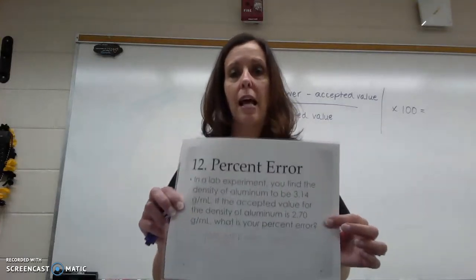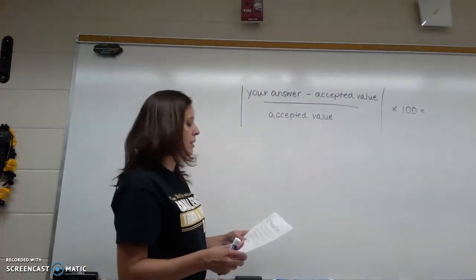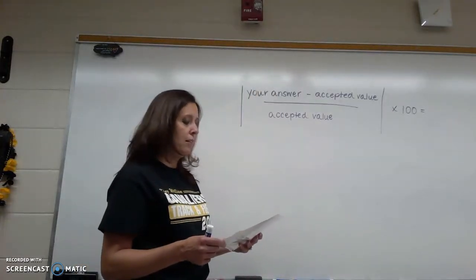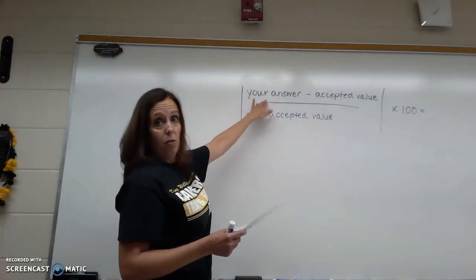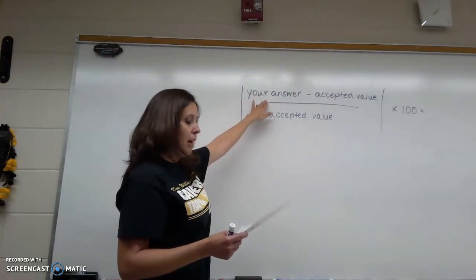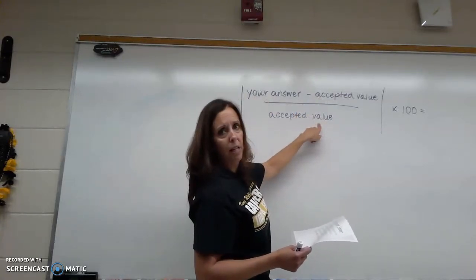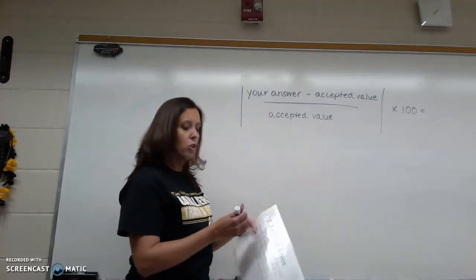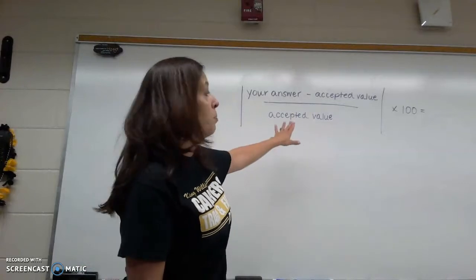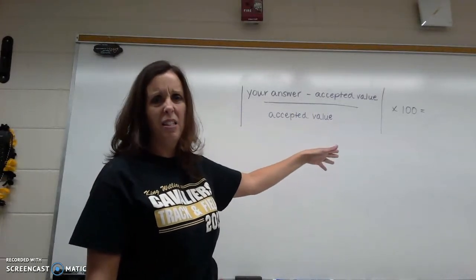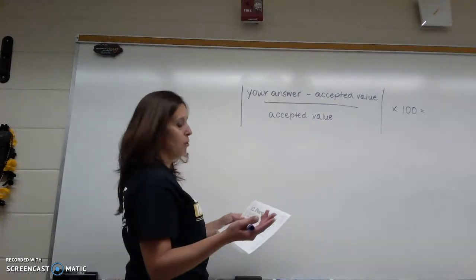So looking at this last slide on Schoology, in your math unit notes, it says, in a lab experiment, you find the density of aluminum to be 3.14 grams per milliliter. That's what you found, okay? The accepted value for the density is 2.7. That's the accepted value. That's what it really is. So that's where those numbers are going to go. What is your percent error? Now, I will tell you on a test, I'm going to expect you to have this formula memorized. I don't think that's a big deal. You guys are all smart kids. Should be a piece of cake for you. So let's plug some numbers in.